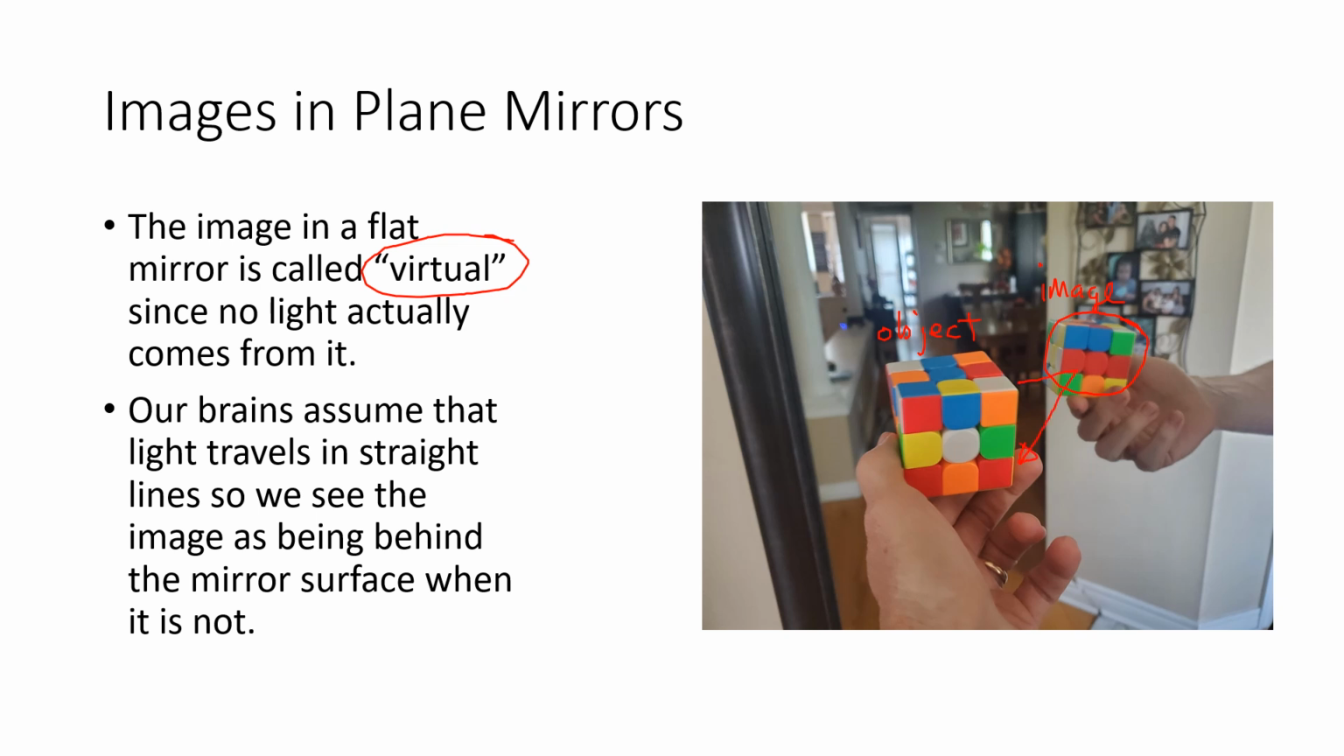So our brains think that there's an object in there, or give us that perception that there's an object in there, even though there's no actual light coming from that spot. So that's why it's called a virtual image, because there's no actual light coming from the place where our brains are perceiving that image to be.